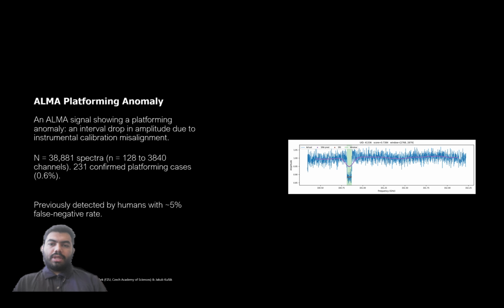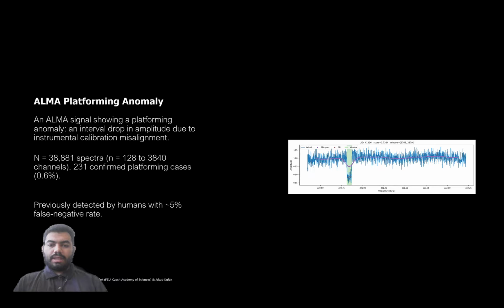ALMA produces nearly 39,000 bandpass calibration spectra. About 6% of them contain a platforming anomaly. This anomaly interval you can see here is caused by correlator misalignment. If missed, it corrupts the final science data.